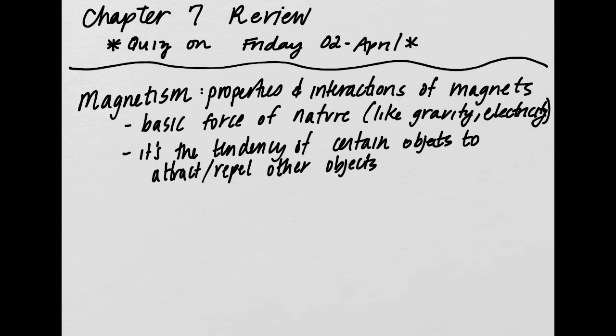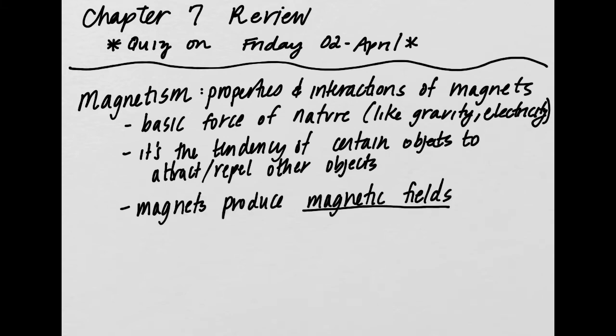A magnet produces what's called a magnetic field. And a magnetic field is this region of space that's around a magnet, and it exerts a force on other magnets or magnetic objects that might come into contact with that field or into that field's area.